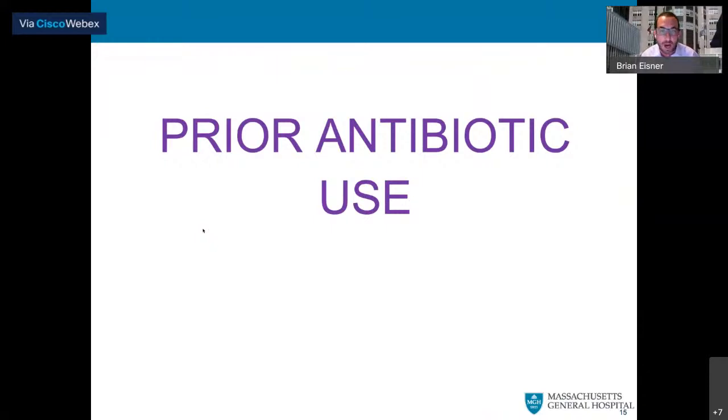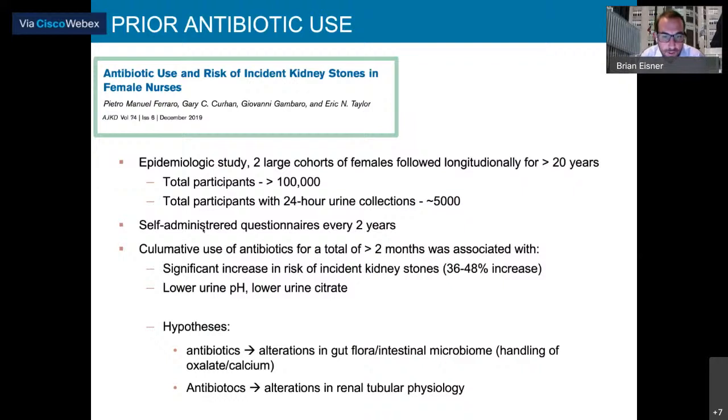And then prior antibiotic use. I think there's been a lot of very interesting work in this field. We all know that antibiotic use alters the gut microbiome, which can in turn change things like the presence of oxalobacter and in turn urinary oxalate in the body. This is an epidemiologic study. I think everybody knows this group, Gary Curhan, Eric Taylor, their Italian colleagues.